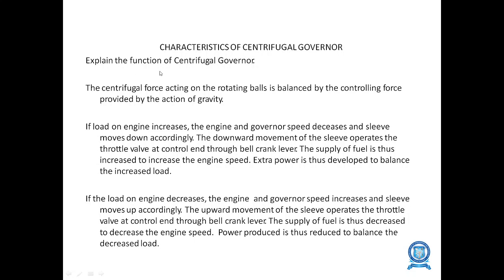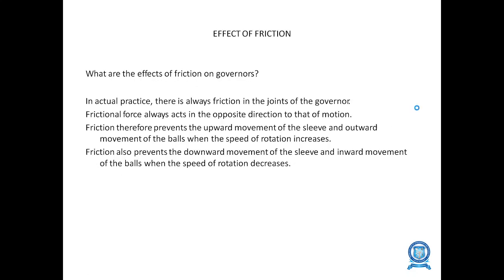So these are some of the functions of centrifugal governor. When the centrifugal force is acting on the balls, it is balanced by the controlling force provided by the action of gravity. If load on the engine increases, the engine and governor speed decreases and the sleeve moves down accordingly. If the load decreases, the engine and the governor speed increases and the sleeve moves up accordingly. This is happening vice versa. The extra power is developed to balance the increased load. Here the power produced is reduced to balance the decreased load.